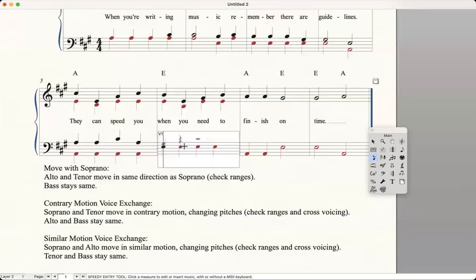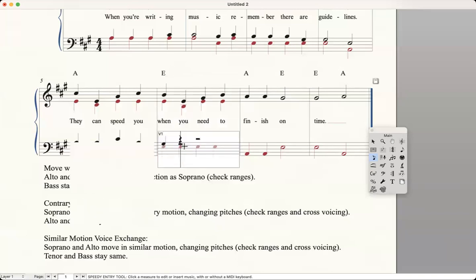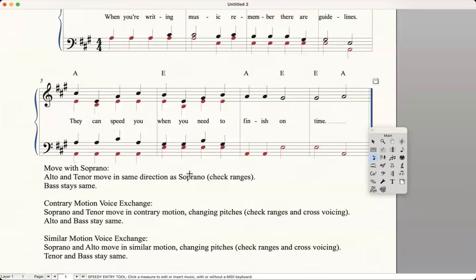And I'm going to just figure that out on the bass or the tenor as well. So similar motion voice exchange, it does nothing. And then move with soprano, it goes up. And then contrary motion voice exchange with the soprano, they're going to go in the opposite direction of soprano, switch pitches, G sharp going to G sharp, B going to B. Seems good like that. So we actually have a sequence idea here where it does the same thing in the melody, and the connection methods are all the same too, right?